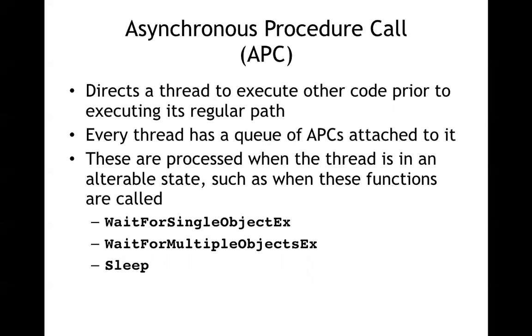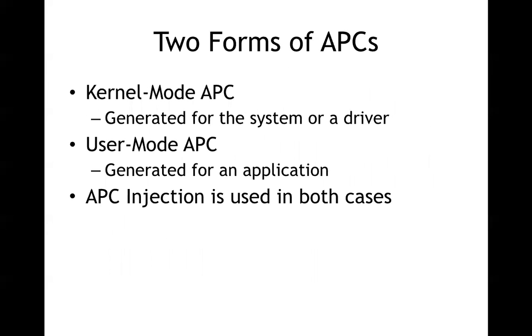And every thread has a queue of asynchronous procedure calls, because remember, threads can move forward independently. So anyway, when your thread is in an alterable state, then these APCs are called. So there's things like wait and sleep that you do to stop one thread, and you can add APCs to it, and they'll run later. So there are kernel mode APCs and user mode APCs. You can inject in both cases. You can just add another item to the queue, and it will then be processed at some later time when that thread gets a chance to move.